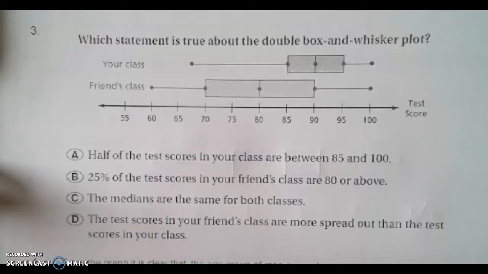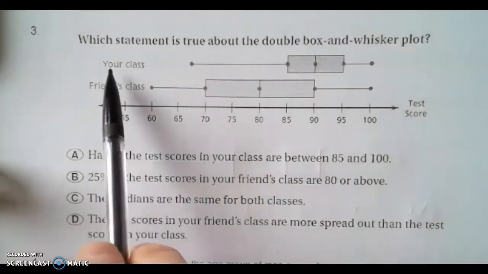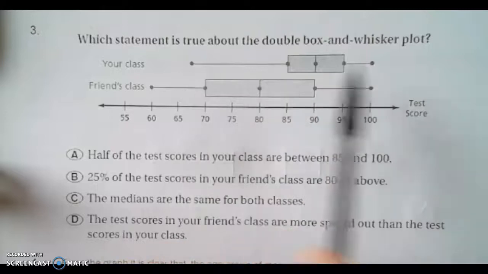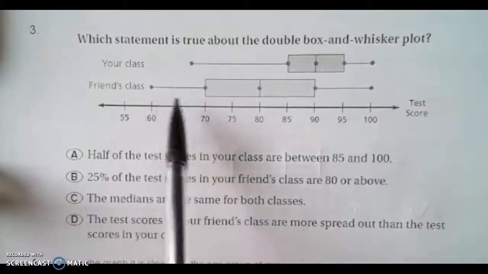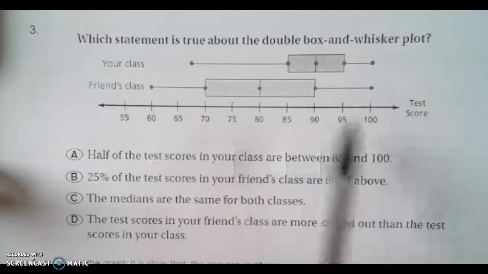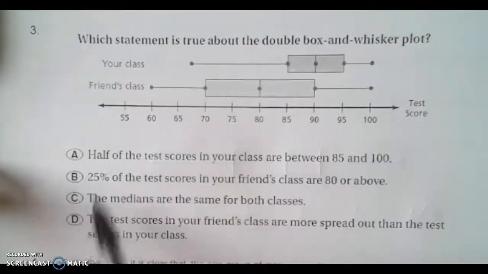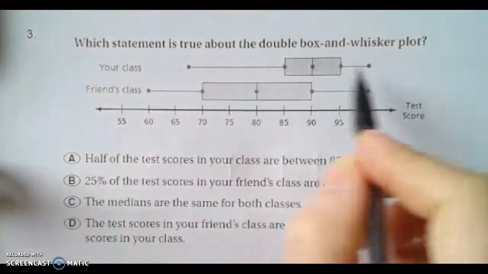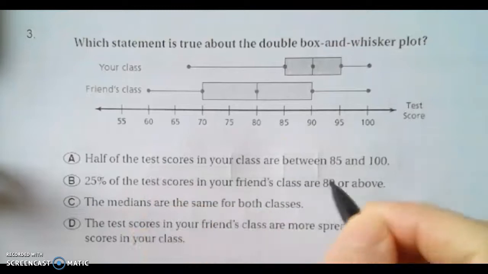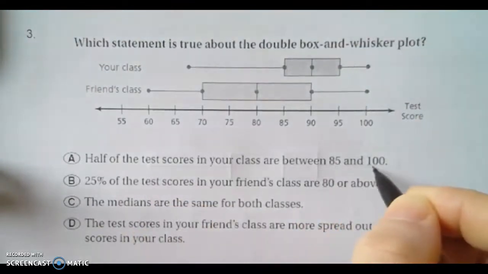If we look at the data here, the top box and whisker plot is referencing your class, and these are their test scores. Underneath, the bottom box and whisker plot shows your friend's class and their test scores. We want to know which of these statements is true about this double box and whisker plot. Letter A says half of the test scores in your class are between 85 and 100. So we have to find out where those values are. We're looking at your class, the top box plot.